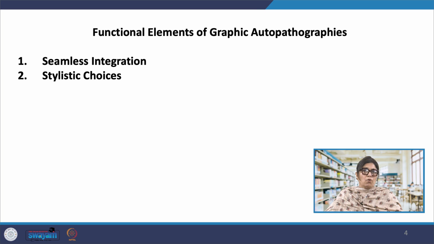Second is stylistic choices. The choice of line quality, that is, sketchy versus clean, color and shading, can communicate the emotional tone of an illness better than dialogue alone.